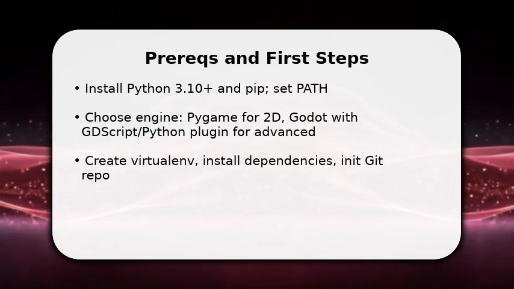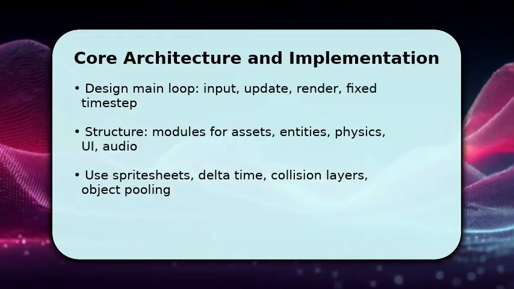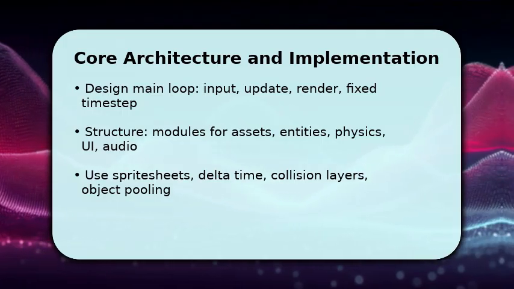project grows. Now implement the core loop. Handle input, update game state, then render. Use a fixed time step for physics and delta time for smooth movement.